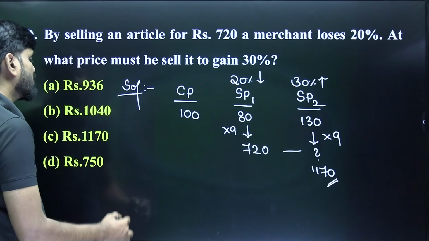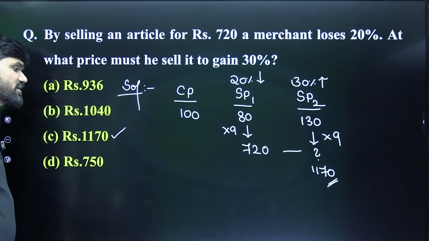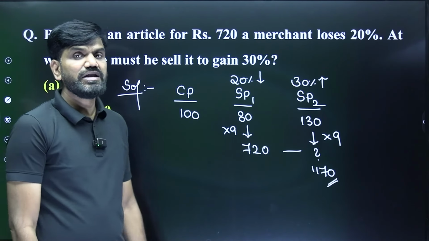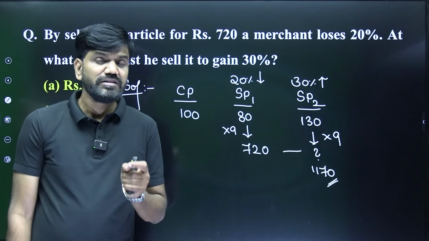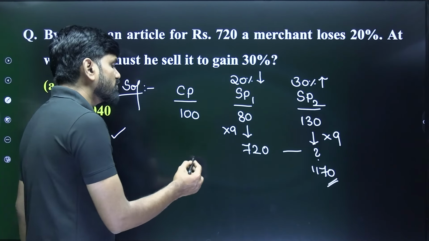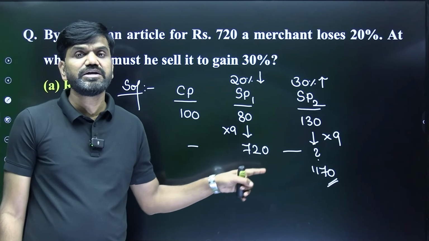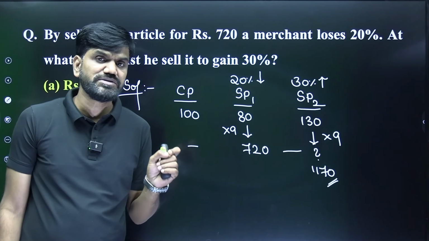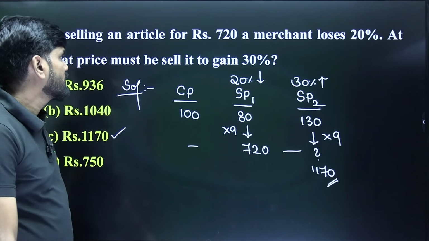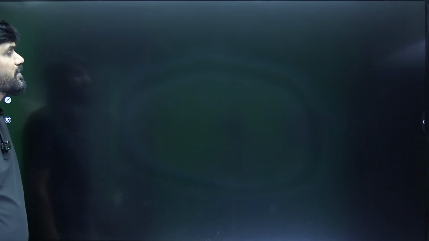1170. So in order to gain 30%, the same article has to be sold for 1170. The beauty of this approach is, without finding the cost price of the article, you can directly get the selling price. That's the beauty of this method of solving the problem. Next, dear.